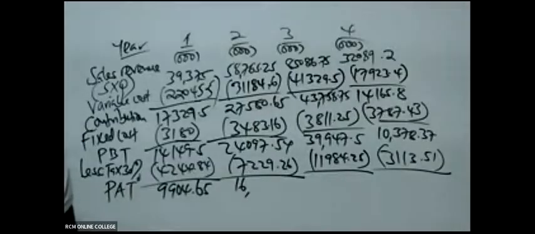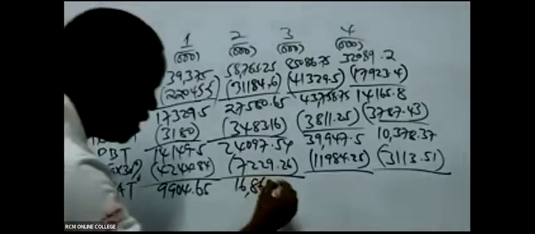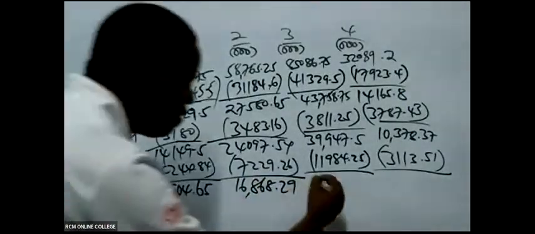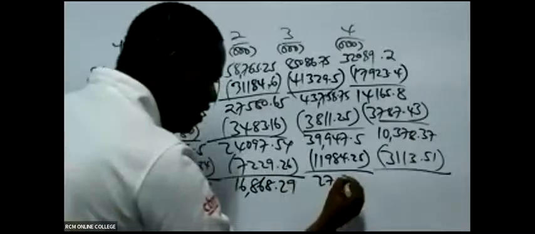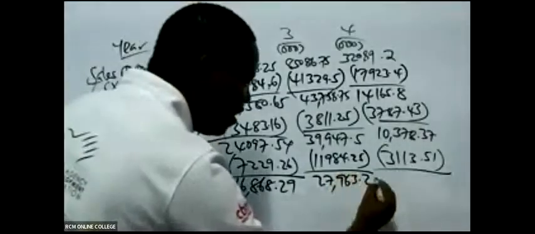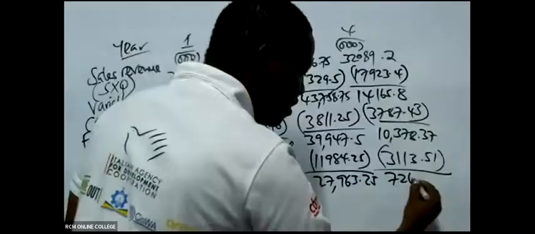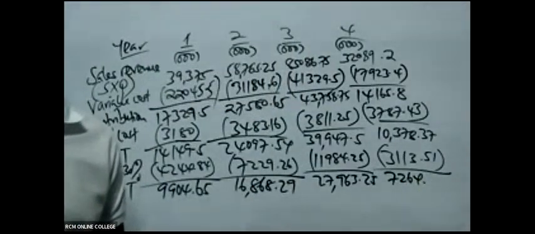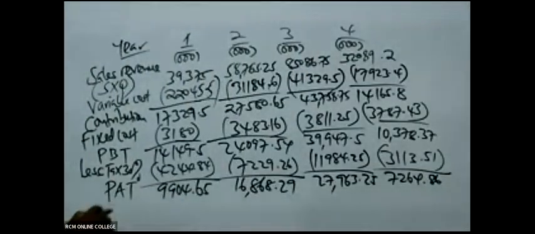Year two, 16, 68.29. Year 3, 27,963.25. Then the last year, 7264.86.